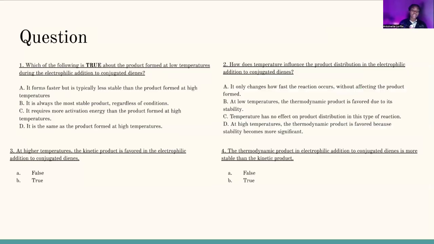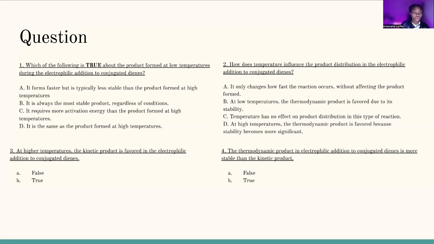So we will be going over our 4-question quiz. So question 1, which of the following is true about the product formed at low temperatures during the electrophilic addition to conjugated dienes? A, it forms faster, but is typically less stable than the product formed at high temperatures. B, it is always the most stable product regardless of the conditions. C, it requires more activation energy than products formed at high temperatures. And D, it is the same product formed at high temperature.